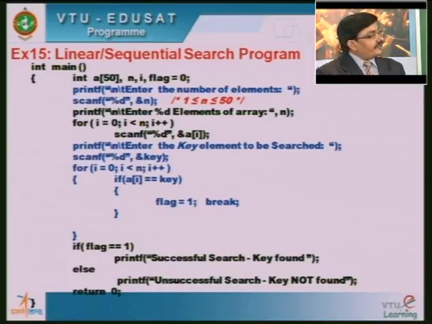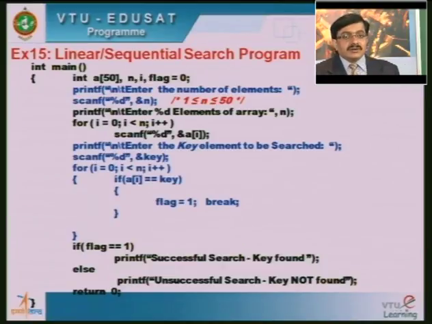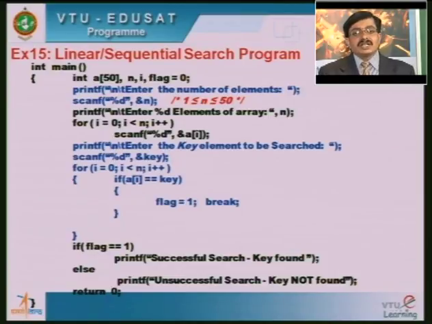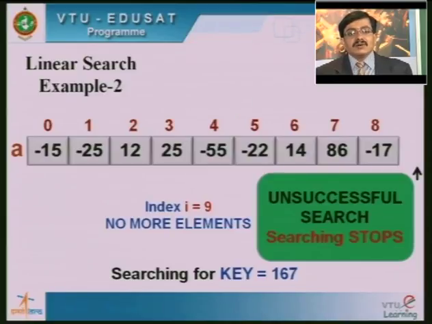Now, a bit of modification we can do here: we are just searching for the key element in the list. What if we want to print even the exact position where the key element is present? If you look back at the previous elements, here 167 is the key element to be searched. When i is equal to 0 we have not found 167. When i is equal to 1, minus 25 is not equal to 167. It will run up to i equal to 8, where the element is minus 17, and minus 17 is also not equal to 167. Again i is incremented and becomes 9. We are going outside the boundary, so we declare that the element is not present, it is unsuccessful.